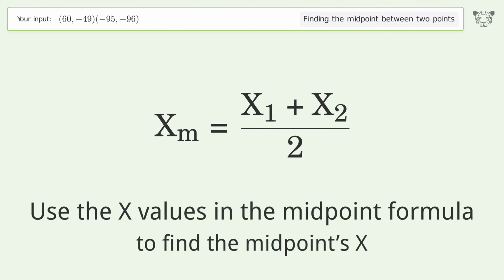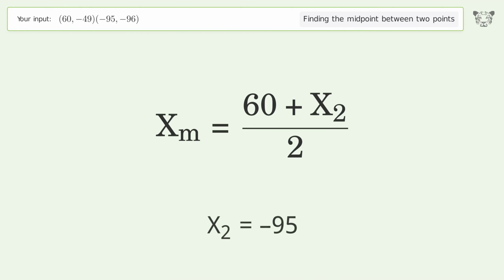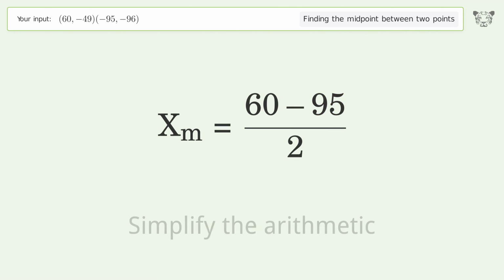Use the x values in the midpoint formula to find the midpoint's x. x1 equals 60. x2 equals -95. Simplify the arithmetic.